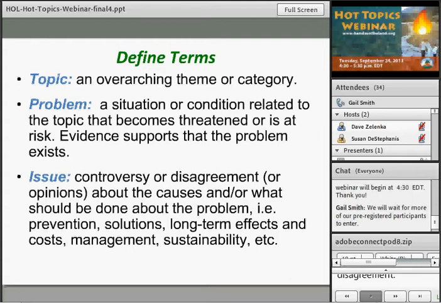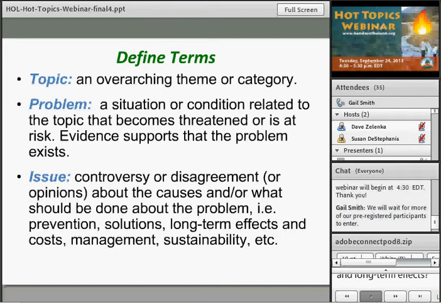Controversy or disagreement, in other words, all these stakeholders that have different viewpoints or different opinions about the causes of an environmental problem. And certainly what should be done. How might the problem have been prevented? What are the solutions, long-term effects, and certainly costs? How are we going to pay for some of the mitigation or remediation of the environmental problems? So these are the three terms that we're going to be working with.